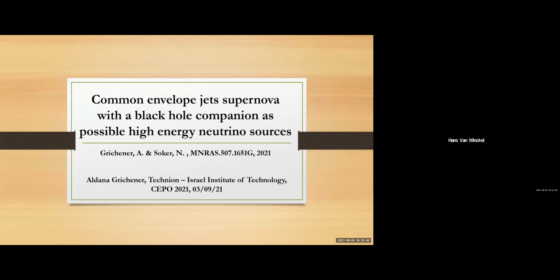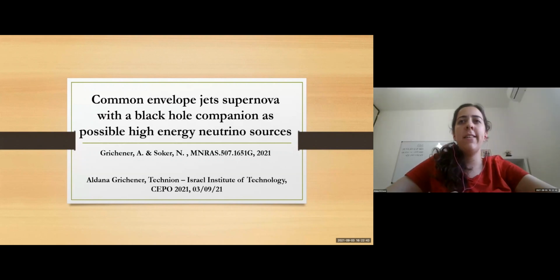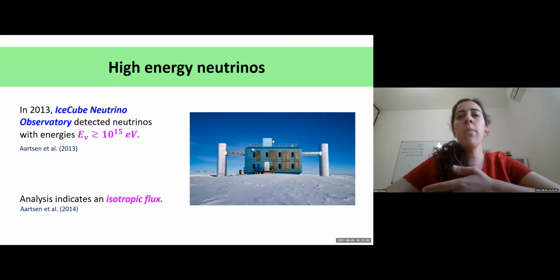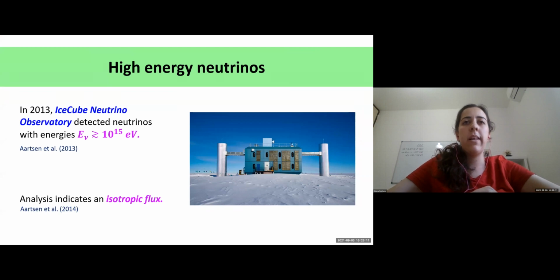Okay, so hello, my name is Aldana, and today I'm going to discuss high energy neutrino emission from jets in common envelope evolution. So first, when I describe high energy neutrinos, what do I mean? In 2013, the IceCube Neutrino Observatory detected neutrinos with energies up to 10^15 electron volts. Actually, when we look at neutrinos that come from supernova explosions, we see that they can reach about 10^6 to 10^7 electron volts, meaning that there is a huge order of magnitude difference between these energies. We actually don't know where these neutrinos are produced.